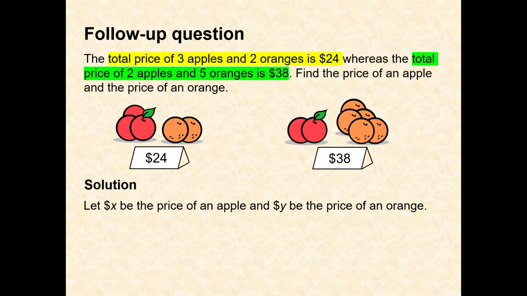So altogether there are 2 sentences. From the first sentence, 3 apples and 2 oranges is $24. And in the second sentence, 2 apples and 5 oranges is $38. So we can set up the 2 equations here. Can you get it? So let's start the practice.